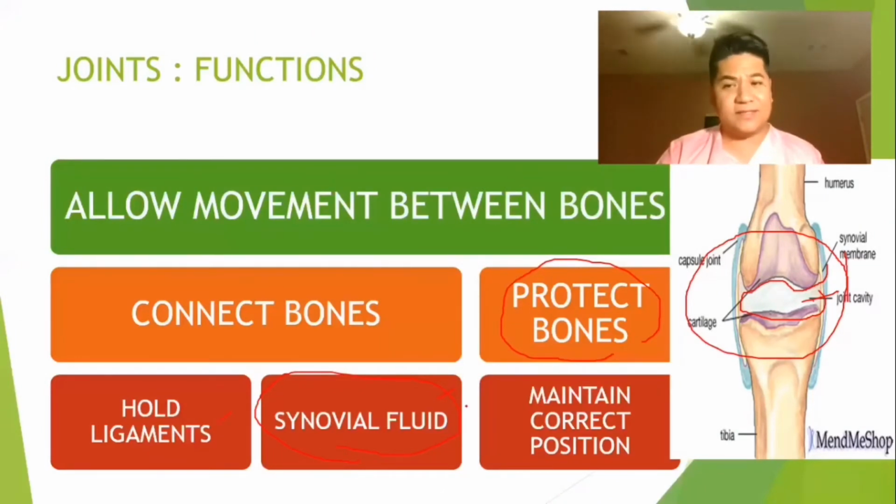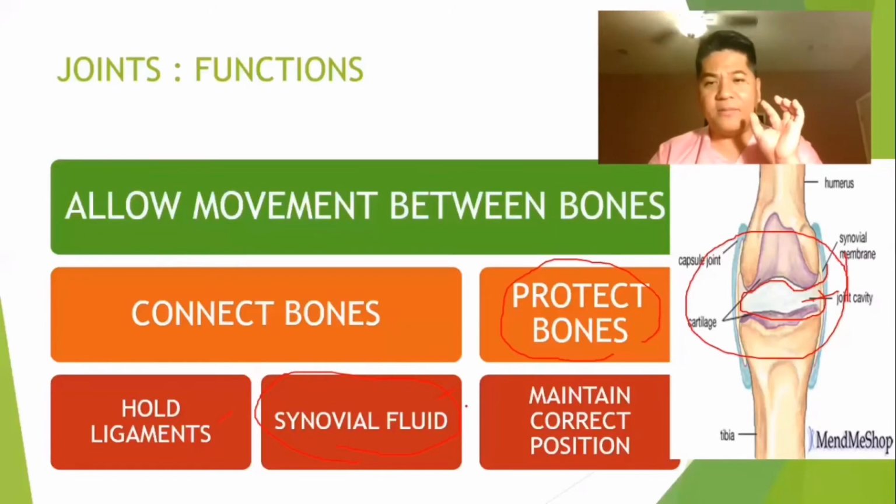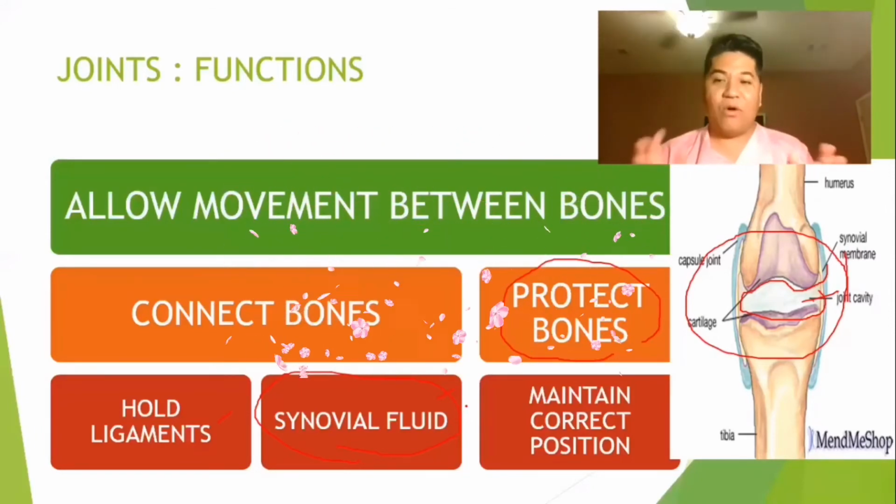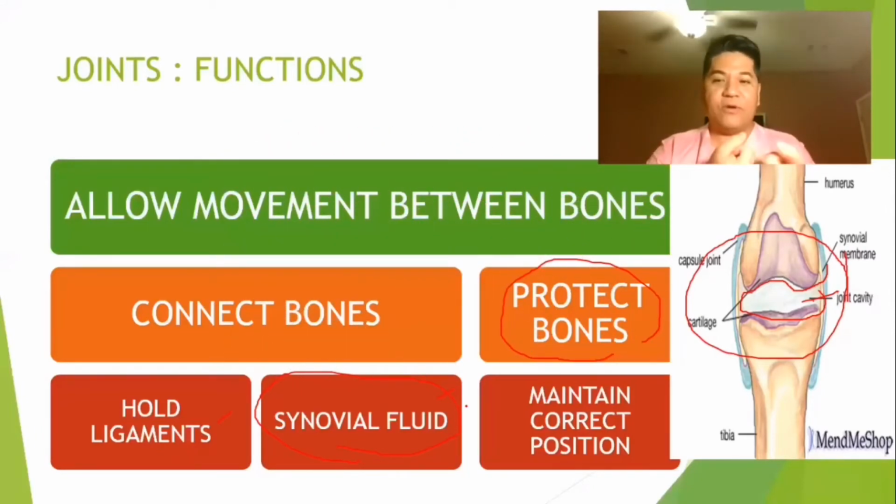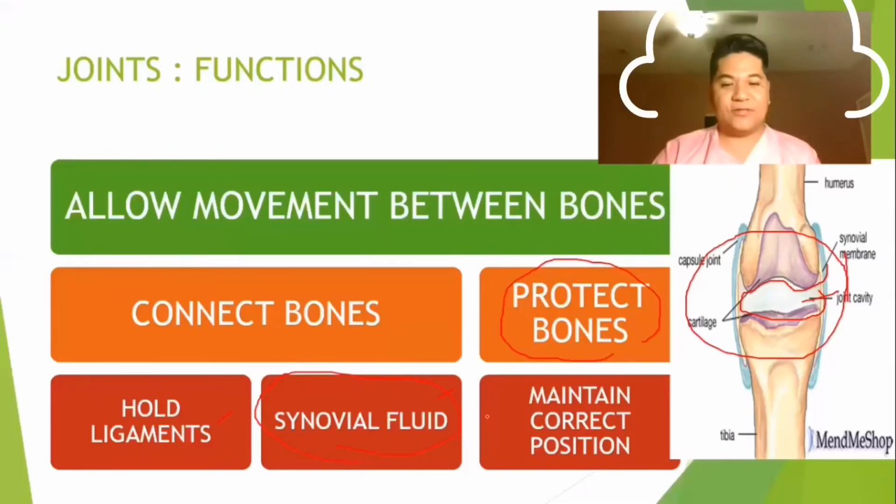So most of the time, especially with the big joints of our body, there are what I call ligaments that hold them there. So it will limit the movement, or the too much movement, of your bone. So that's the function of your ligaments. Examples of that are your knee joint, hip joint, and your ankle joint. So those are the examples.